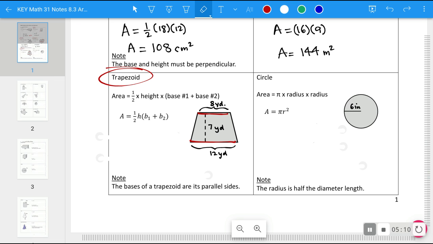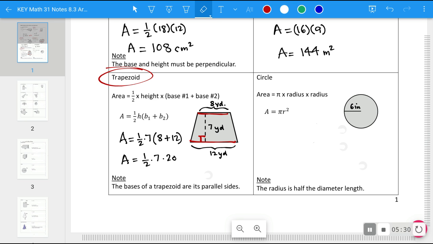Okay, so let's show you what this looks like. You plug all the numbers in. And before I go on, I want to highlight something here. The height and the base have to be at 90 degrees. Okay, and then you're going to add the 8 and the 12 before you do anything else.